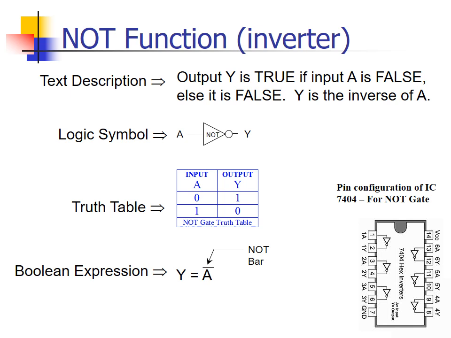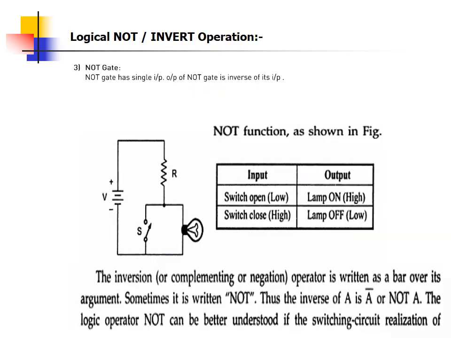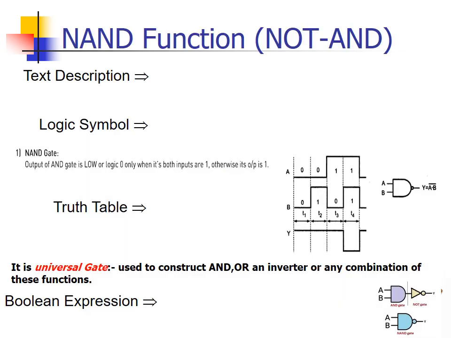So these are all the basic gates for digital electronics or logic gates. The NOT gate has a single input, and the output is the inverse of its input. So this is all about the NOT gate.